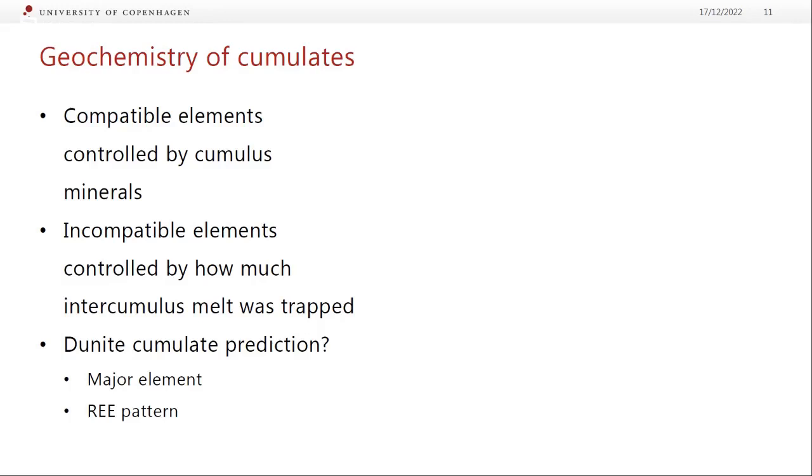So I'm going to ask you to predict for me what you would expect the major element composition of a dunite cumulate to be. Dunite is pure olivine. And then I want you to try and predict what the rare earth element pattern is. Okay, is anyone willing to take a stab at what the major elements might look like? Go ahead.